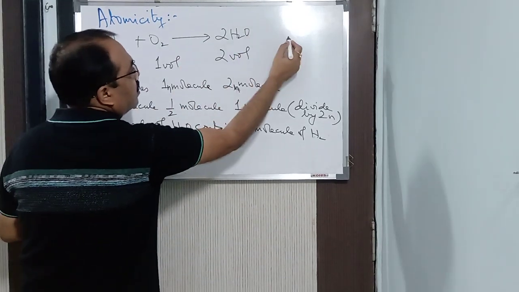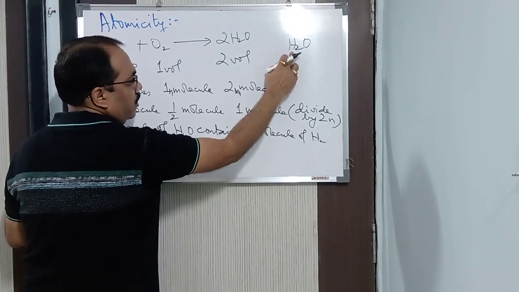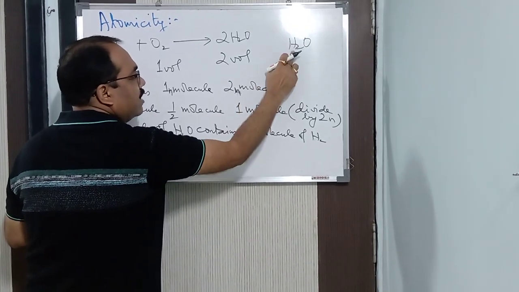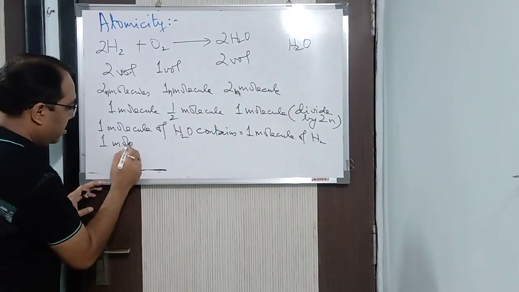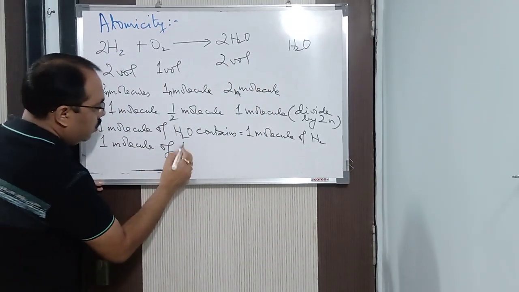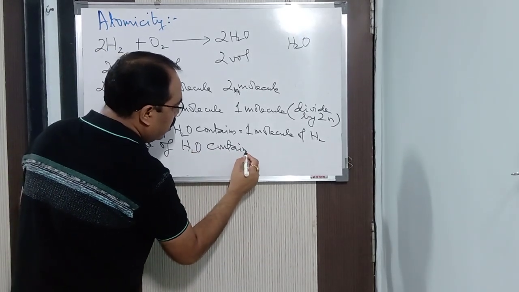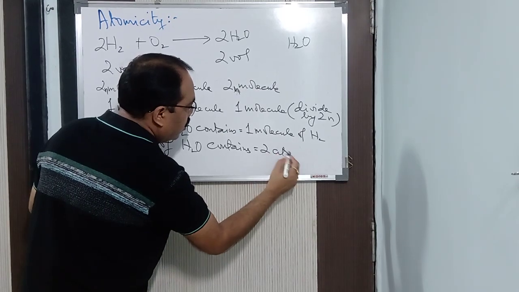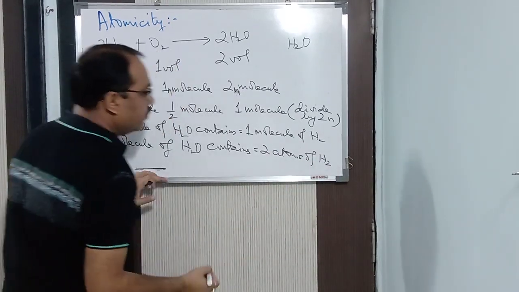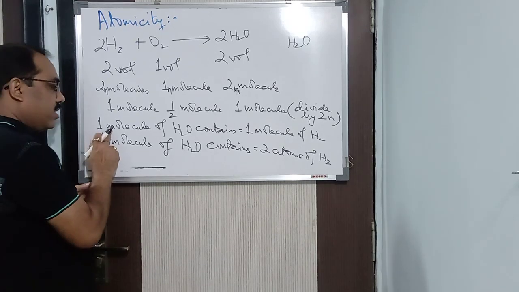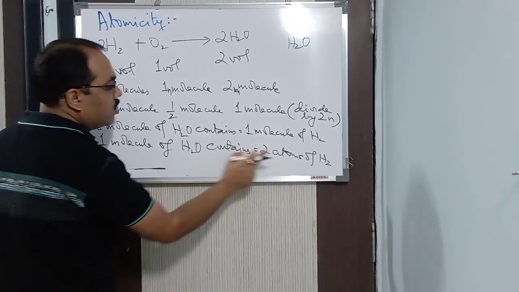Similarly, now here you can see when I write H2O, this is 1 molecule of water. It contains how many atoms of hydrogen? 2 atoms. So 1 molecule of water contains 2 atoms of hydrogen. Here you can see 1 molecule of water contains 1 molecule of hydrogen, and 1 molecule of water contains 2 atoms of hydrogen.